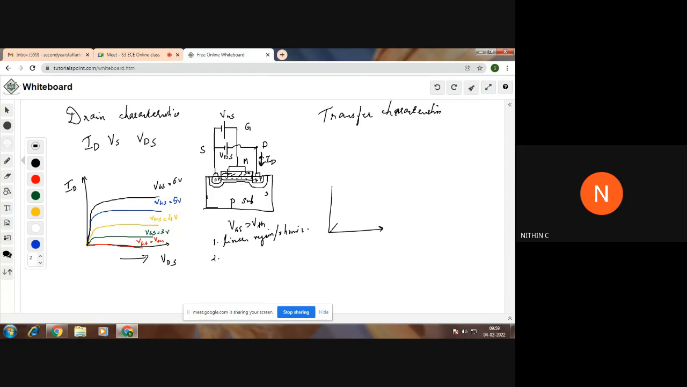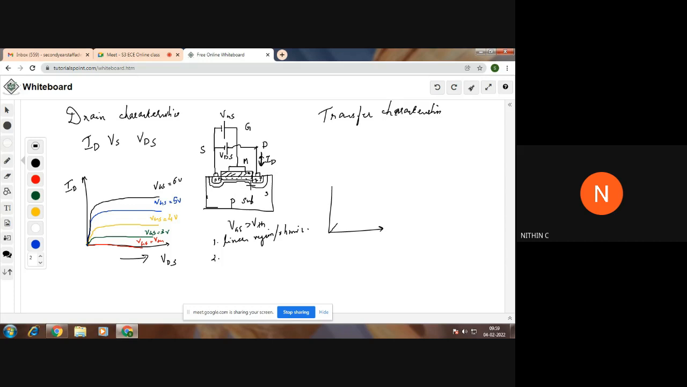What happens to the depletion layer width when VDS is increased further? Till this point, you can see the green line. Initially, it is showing a linear behavior, Ohm's law behavior. Voltage increases, current also increases, for the initial values of VDS. When VDS is further increased, what happens to the depletion region width? That is what is more important for us.